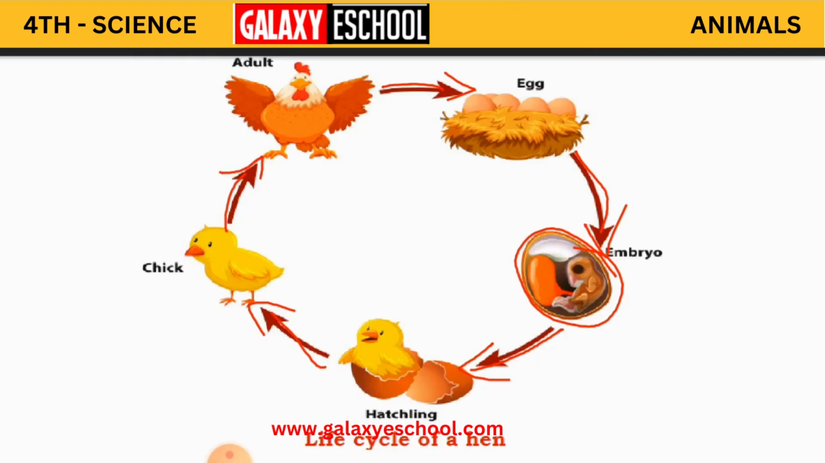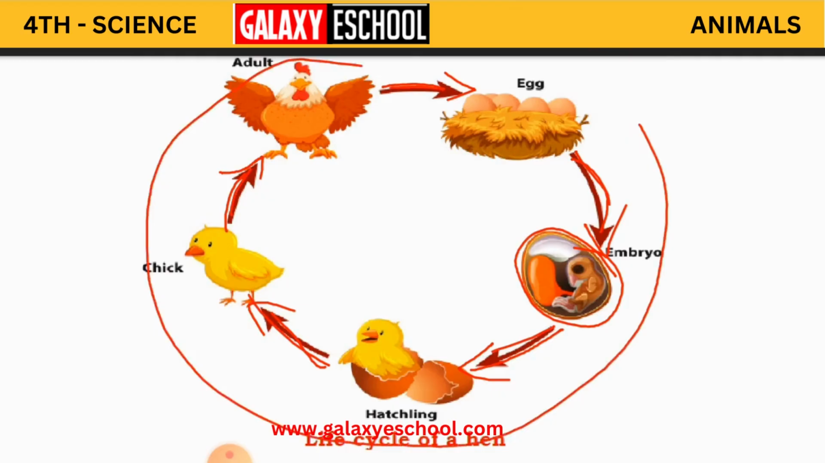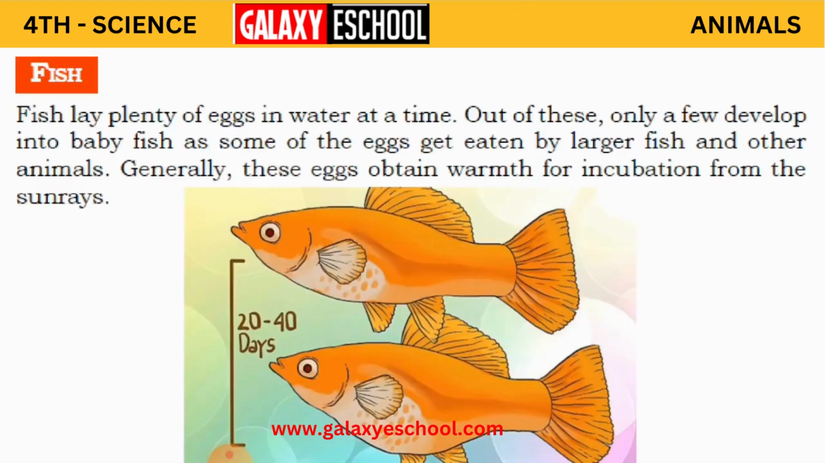Why do we call it a life cycle, children? This is a repeating process. These eggs again become adults. Again this adult hen is going to lay eggs, and through these eggs another adult hen is produced. So it is just like a cycle, like a rotation. That is why we call it a life cycle. Clear children?